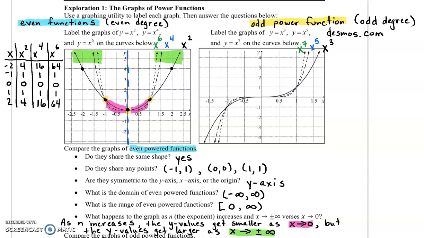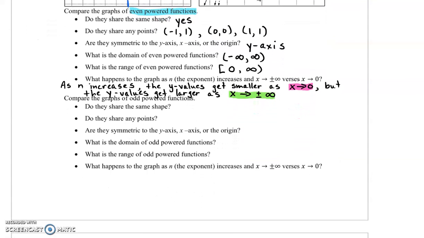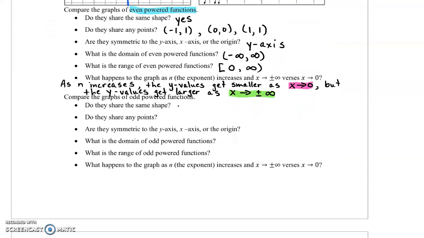So one thing I should note is all three of these graphs have the same points at (-1, -1), (0, 0), and (1, 1). And that's going to be important because we're going to have to answer those questions. So let's scroll down. Do they share the same shape? Well, yes, they all look like our cubic Superman curves, right? Do they share any points? I just answered that. They all have (-1, -1), (0, 0), and (1, 1).